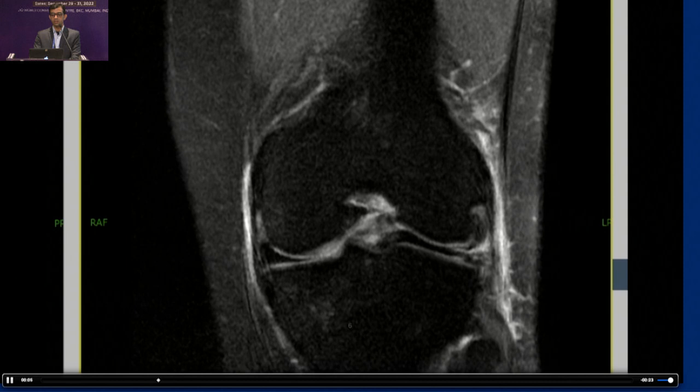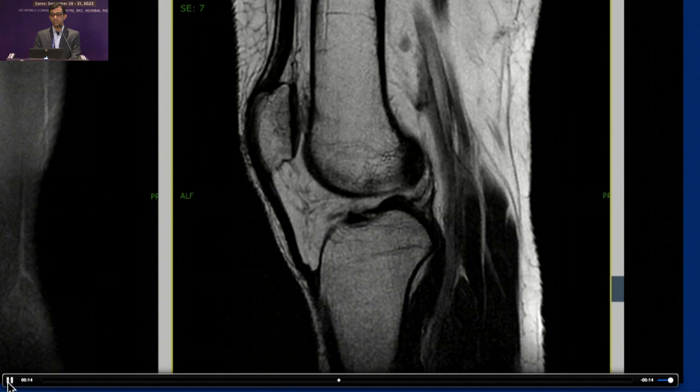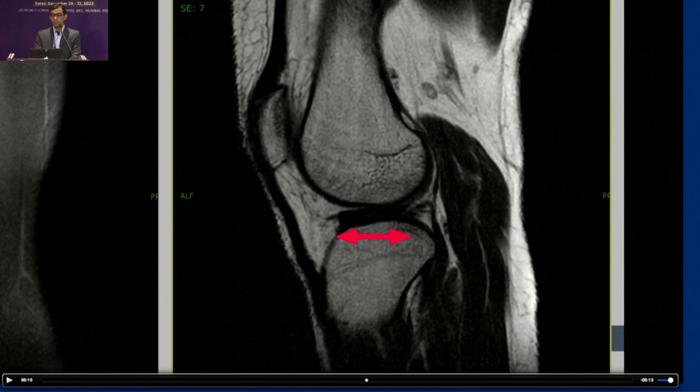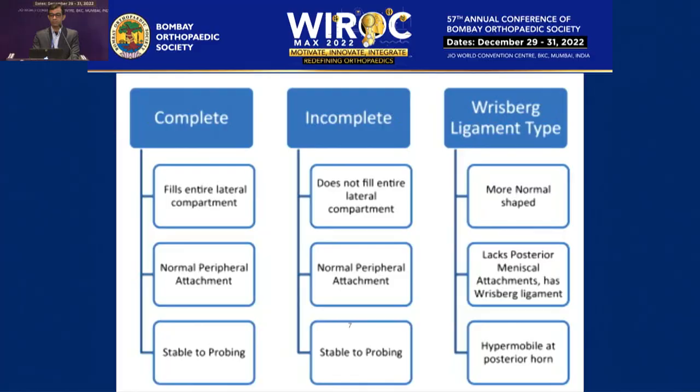As you go on parasagittal sections, there also you can see the bow tie sign, and the meniscus is occupying almost the entire width of the knee joint. The meniscus to tibial condyle ratio can also be very high, more than 15 millimeters. So this is on MRI.